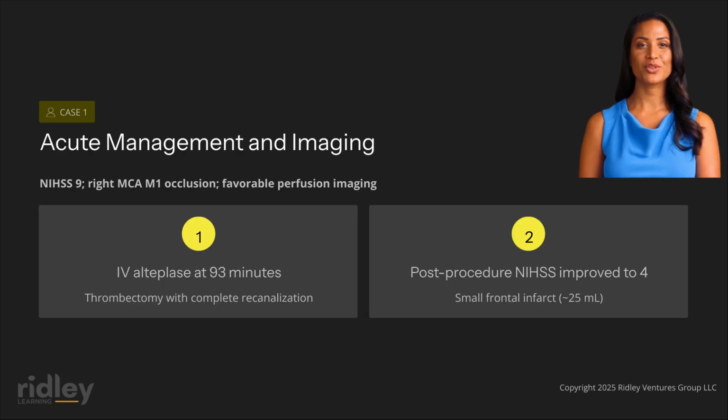Her initial neurological examination revealed moderate left hemiparesis affecting face, arm, and leg, with Medical Research Council grade 3 out of 5 in the upper extremity and 4- out of 5 in the lower extremity. She also demonstrated mild dysarthria and left hemispatial inattention. Her National Institutes of Health stroke scale score was 9.